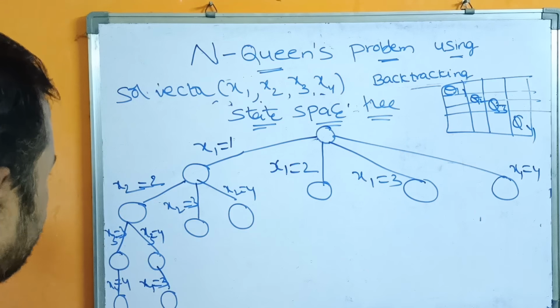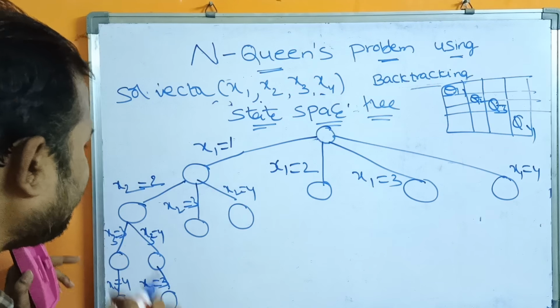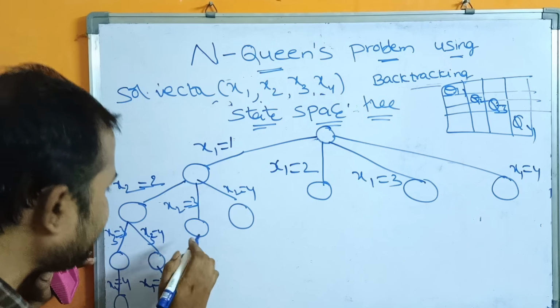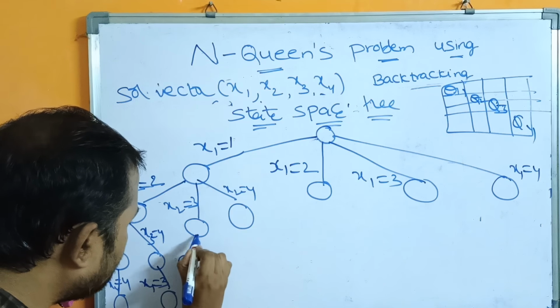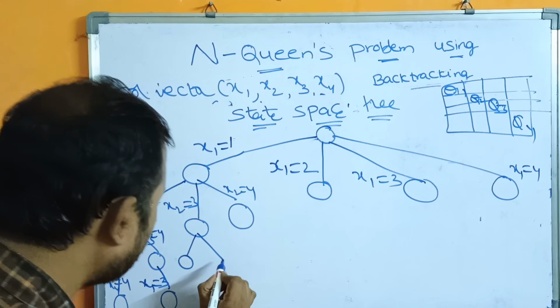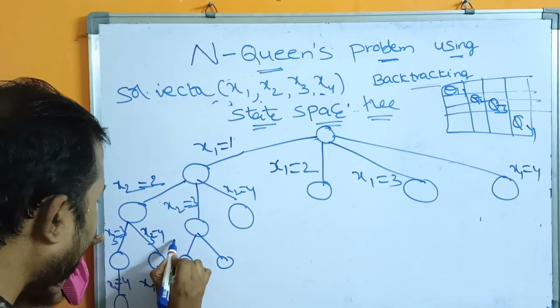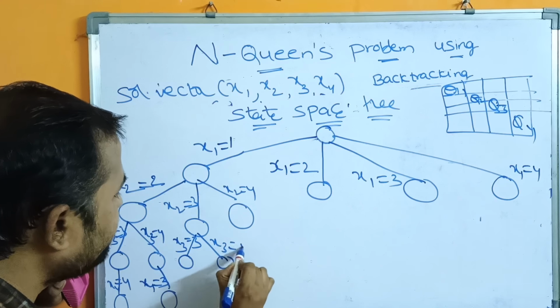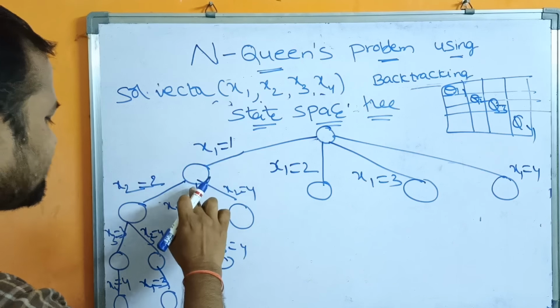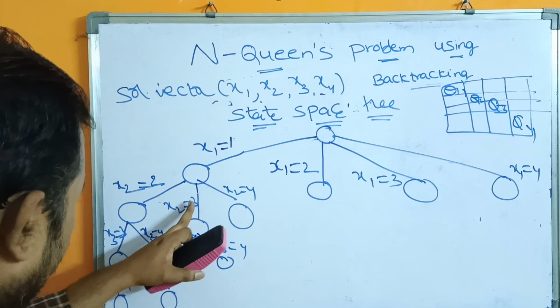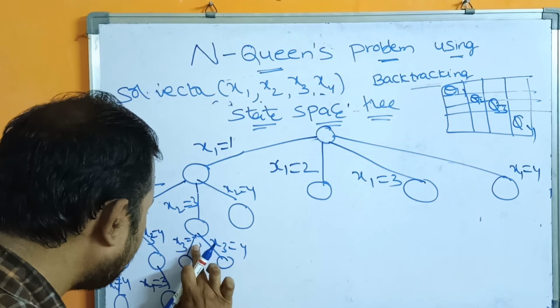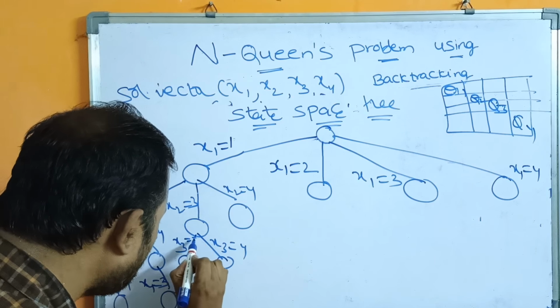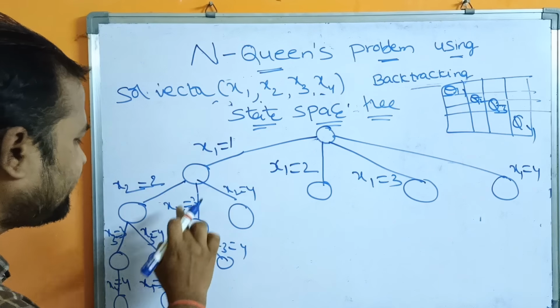So what are the remaining positions? 1 is over, 3 is over. So the left out cells are 2 and 4. So x3 can be either 3, or x3 can be 4. Okay. So 1 is over, here 3 is over. So what are the left out cells? 2 and 4. So 1, 3, 2, 4.